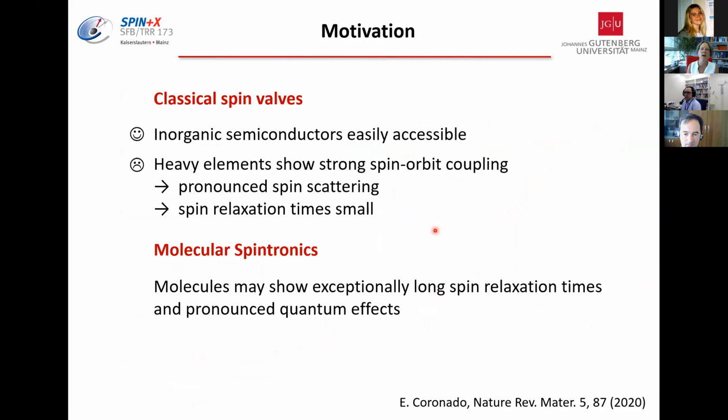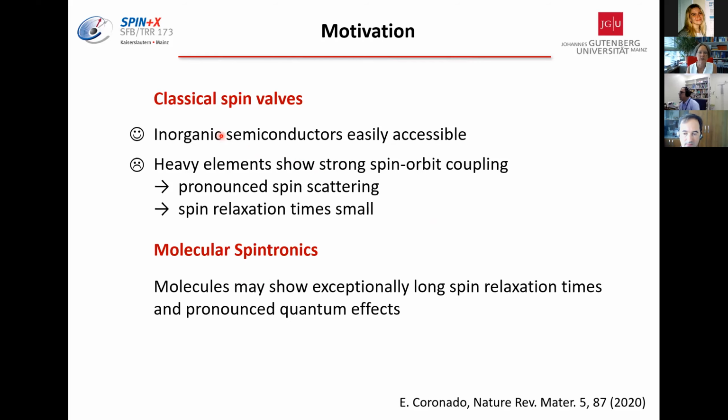So this is how it's done classically. In a classical spin world, we have, as I showed you, inorganic semiconductors, which are easily accessible. This is a big advantage, but they have a disadvantage, and this is that they are usually composed of heavy elements. And those heavy elements show strong spin-orbit coupling, and so pronounced spin scattering, and spin relaxation times become small.